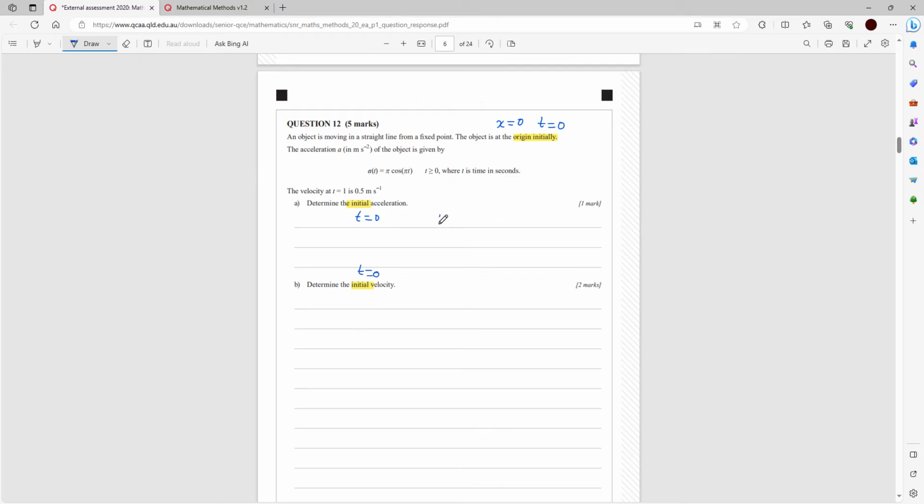So for this first question, a(t) is pi cos of pi t. Substitute t equals 0. You get pi cos of pi times 0, which is 0, so you get cos of 0. Cos of 0 is 1, so the answer is pi. Now you can leave it like that, or you can include the units, meters per second squared. Since it's only worth 1 mark, I don't think you'll get penalized if you don't have units. As long as you put pi, I think you should be all good, but who knows.